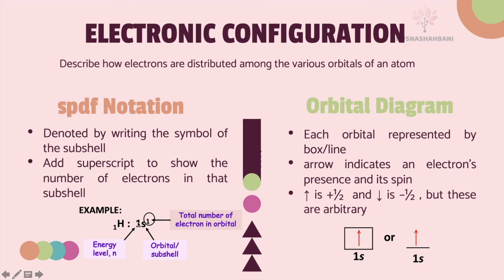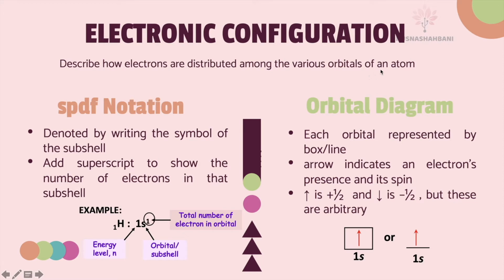So this is 1s. The total number of electrons in the orbital must be the superscript of the orbital subshell. So 1s¹ means there is 1 electron in the 1s orbital. The energy level is 1 and the orbital is type s orbital. This is how we write the SPDF notation.